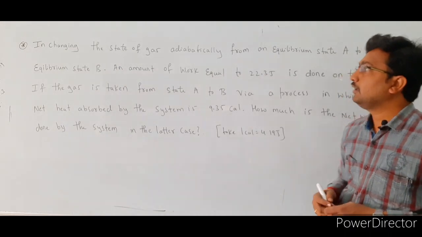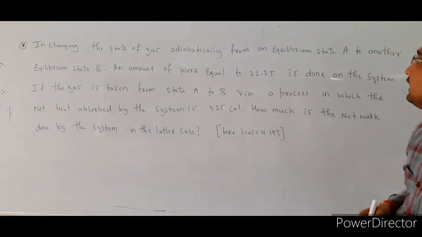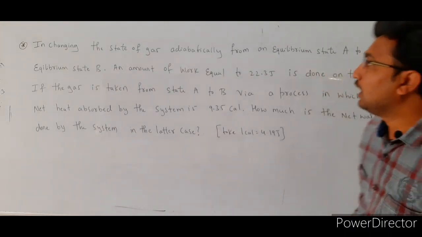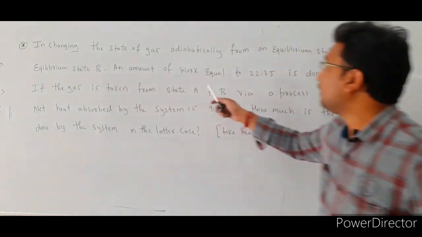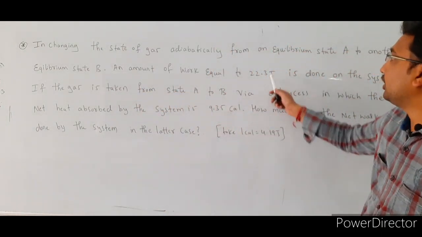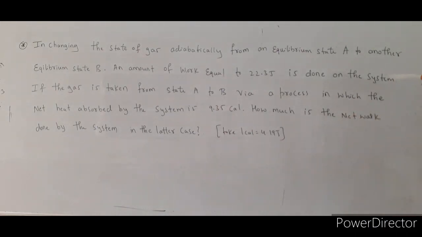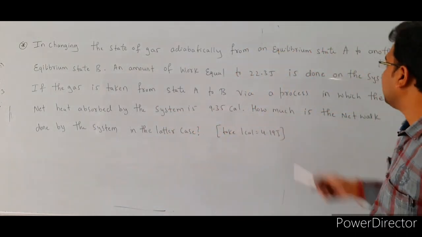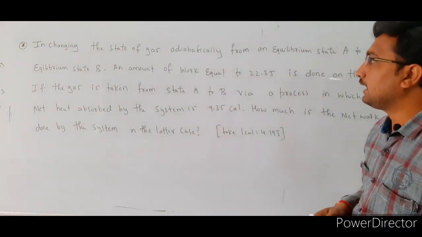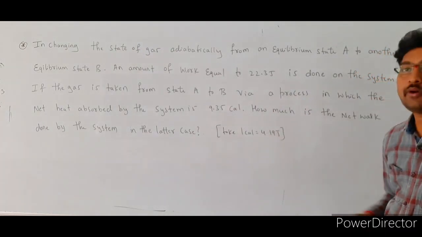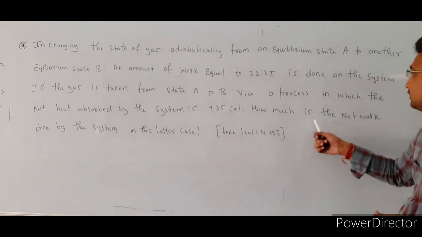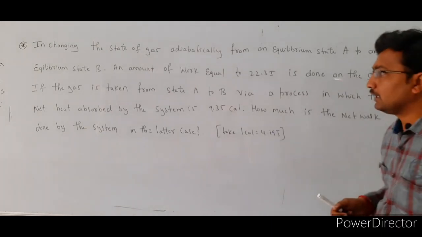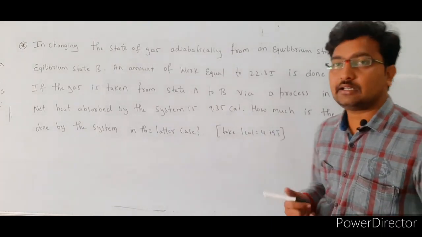See the next problem here. In changing the state of a gas adiabatically from an equilibrium state A to another equilibrium state B, an amount of work equal to 22.3 joules is done on the system. If the gas is taken from state A to B via a process in which the net heat absorbed by the system is 9.35 calorie, how much is the net work done by the system in the latter case?